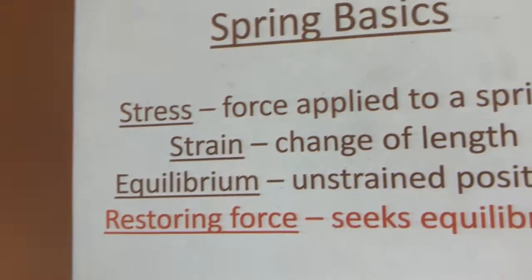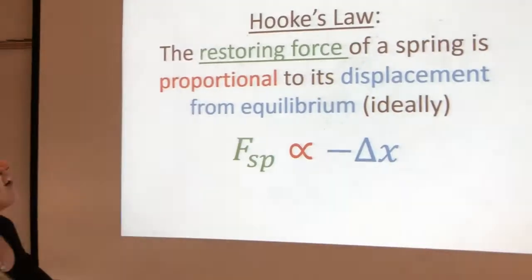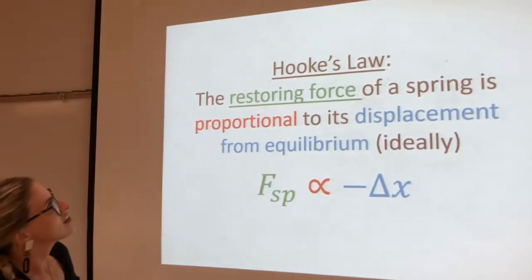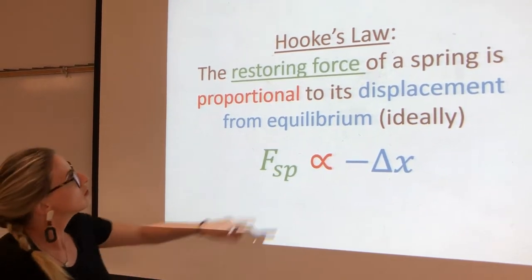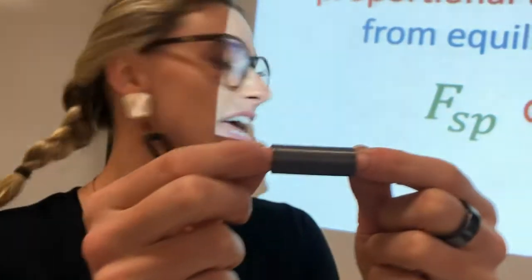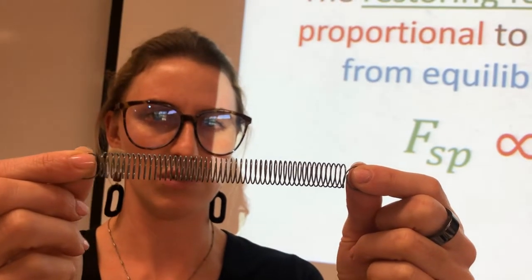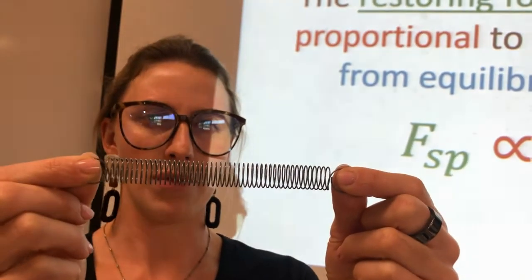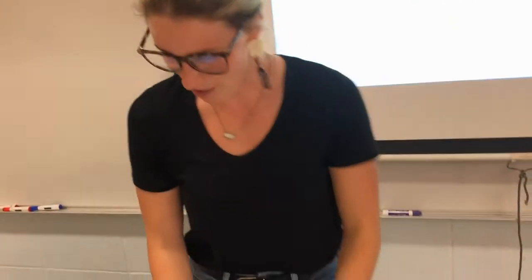So what do we do with this? Hooke's law. What is Hooke's law? Hooke's law says the restoring force of a spring is proportional to its displacement from equilibrium, ideally. So here's a spring, and the further you displace a spring, the distance that you create in the spring, the greater the force, and you can feel it. The force is getting greater.